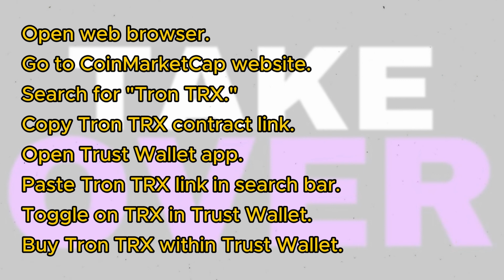Now open the Trust Wallet app on your device. Scroll down within the app and tap on the search bar. Paste the copied Tron TRX contract link into the search bar within the Trust Wallet app. Toggle on the option for TRX within the Trust Wallet to enable TRX functionality.